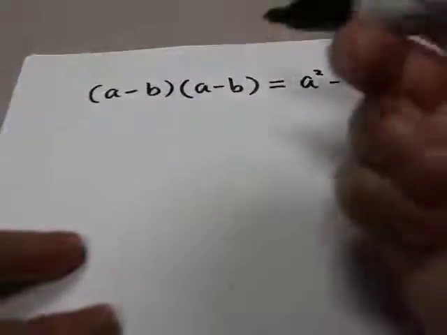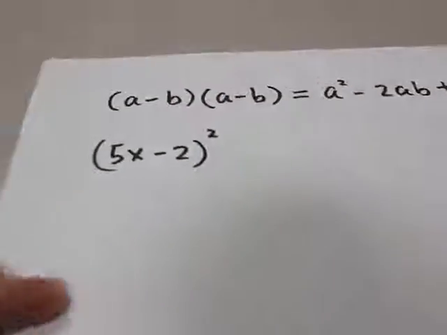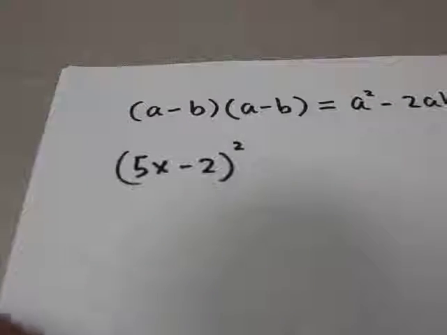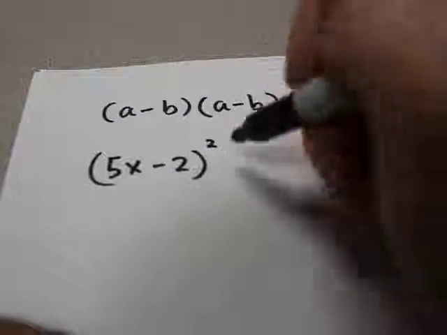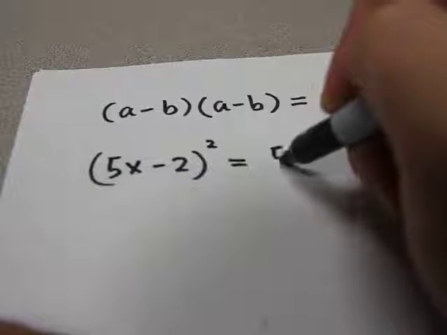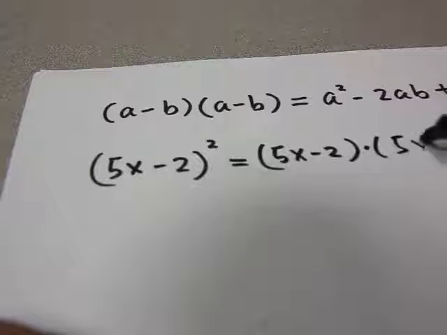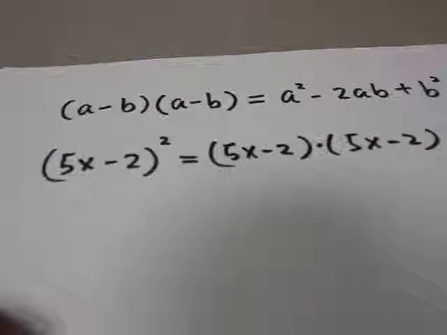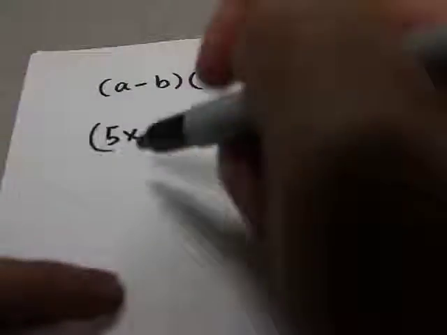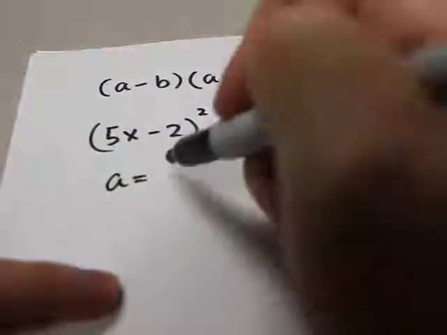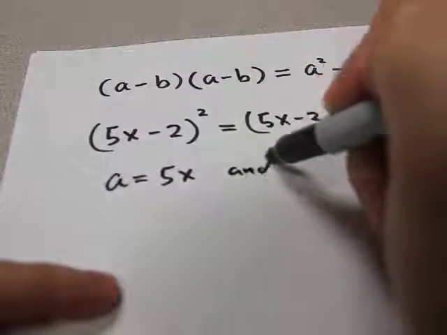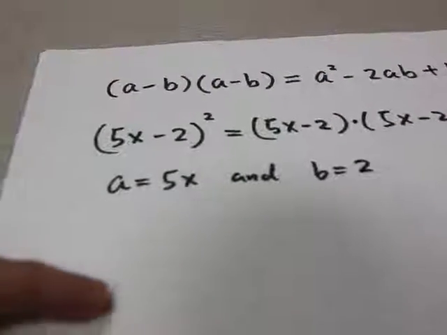Now let me use this formula to show you an example. Now we have 5x minus 2 squared. So this equals 5x minus 2 times 5x minus 2. Okay, now here a is like 5x and b is like 2.